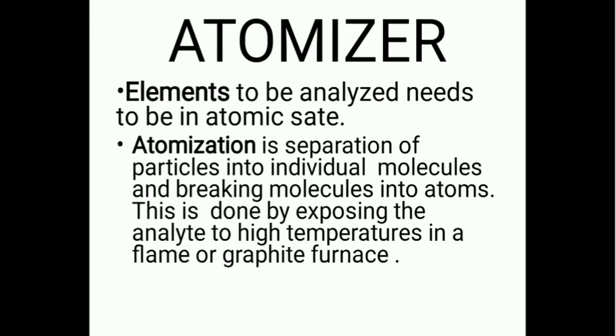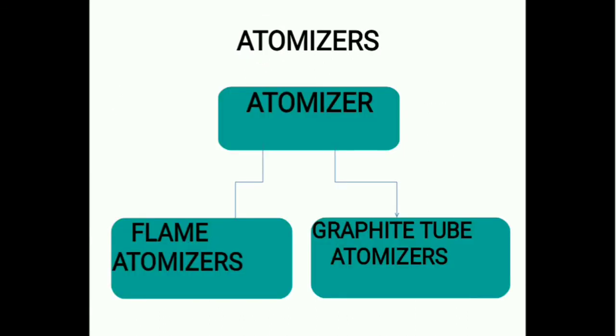Then we have the atomizer. The element to be analyzed needs to be in atomic state. Atomization is the separation of particles into individual molecules and breaking the molecules into atoms. This is done by exposing the analyte to high temperature in a flame or graphite furnace. So here we have two types of atomizers. One is the flame atomizer and the other is the graphite tube atomizer.